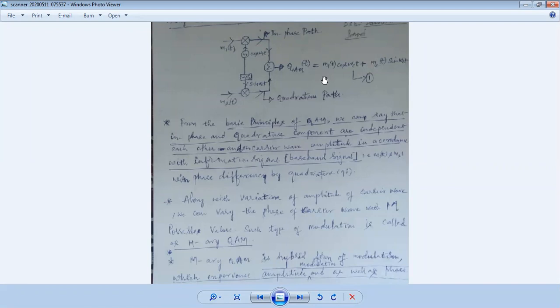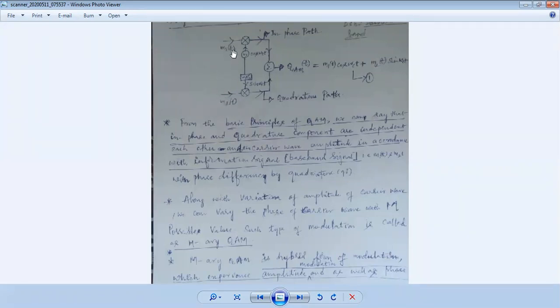There are exactly two bits of information, what we call dibits, which I showed you in the last classes. Here, instead of one symbol, we are going to send two symbols, that is m1 of t and m2 of t.